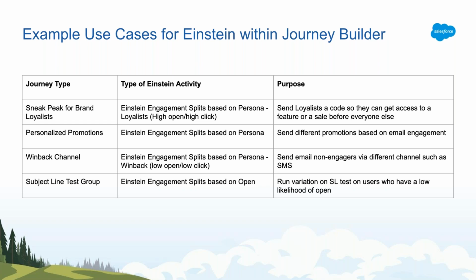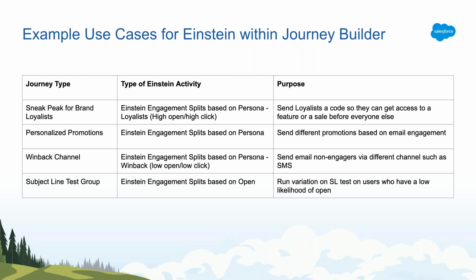Another option you could do is the win-back channel. When you've got personas, they're going to give you out who the win-back audience is, as they've calculated. And these, again, are the people who have a low open and a low click likelihood. Perhaps this is a group of people that you've only been sending emails to, and you could identify these and try a different channel, such as SMS.